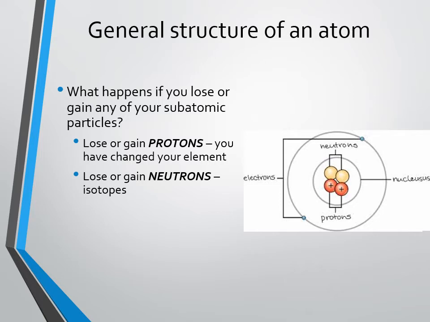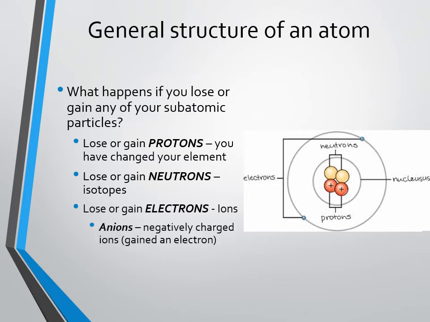And so that's when you see different isotopes, like carbon-13, carbon-14, and that's just talking about the number of neutrons that are available. If you lose or gain electrons, that's when we get into ions. Anions are negatively charged ions, so that means they gained an electron, because remember, electrons are negative. Cations are positively charged, because if they lose that negative charge, they then become positive.